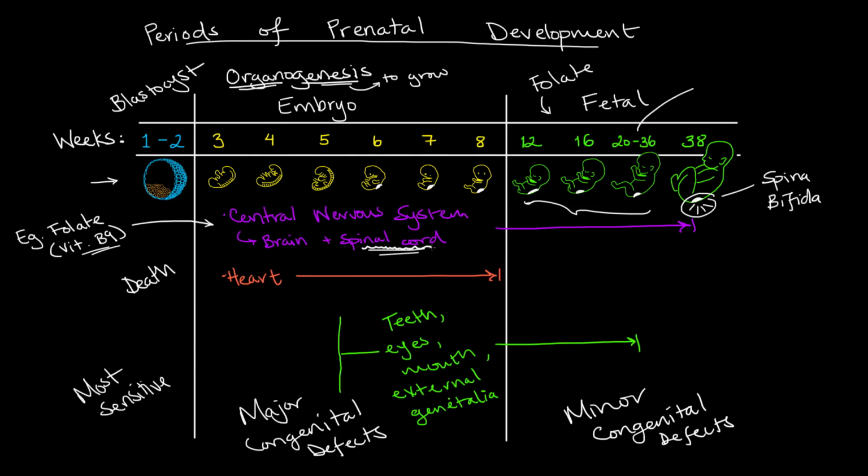So the last thing that I wanted to touch on was the concept of limit of viability. This is really just the age at which a baby can be born and still survive. And this is generally around 23 or 24 weeks gestation. So a baby born before 23 or 24 weeks has a very, very low chance of survival. That's not to say it's impossible. The baby could still survive, but their chance of survival is very, very low.